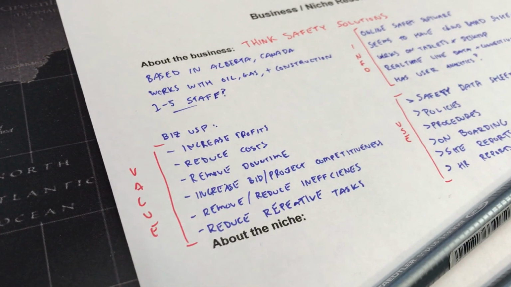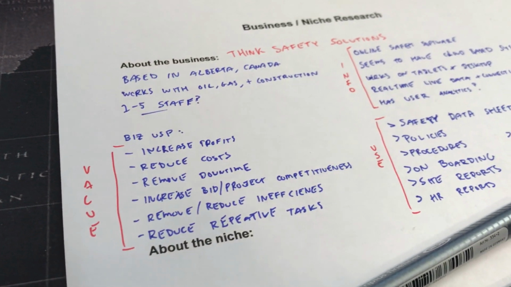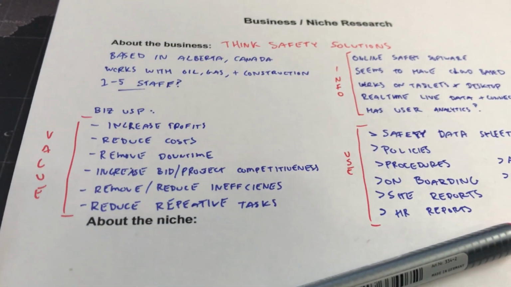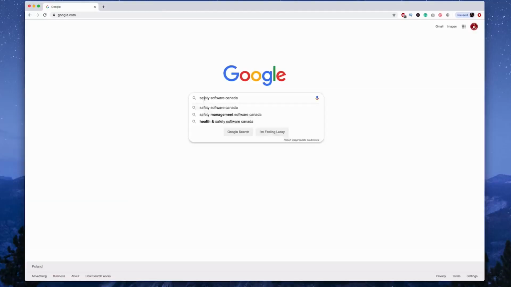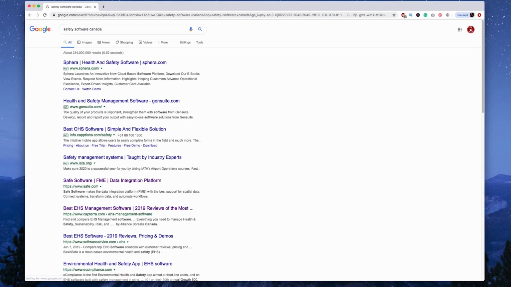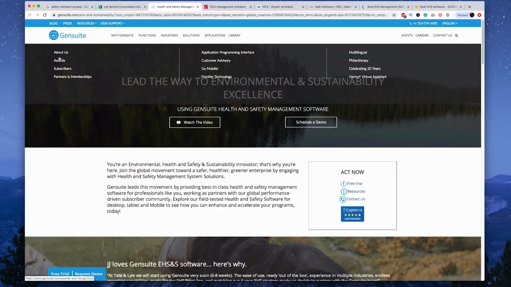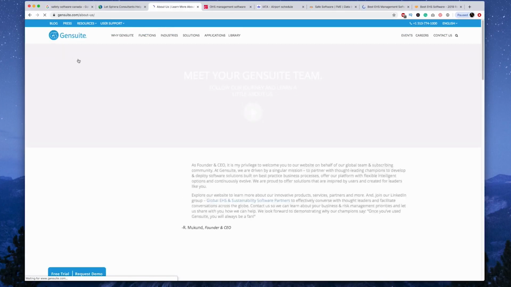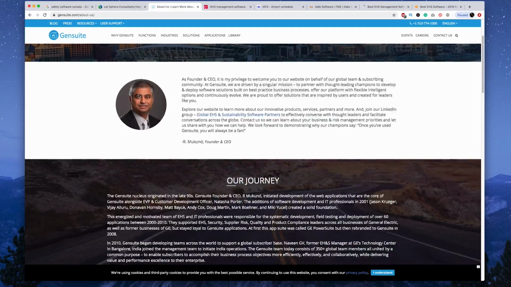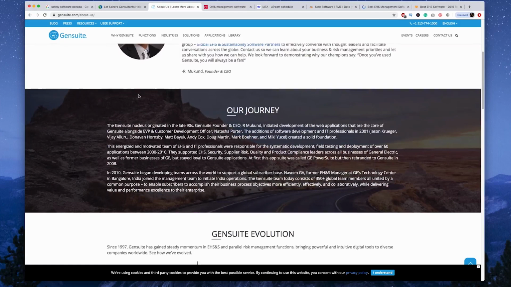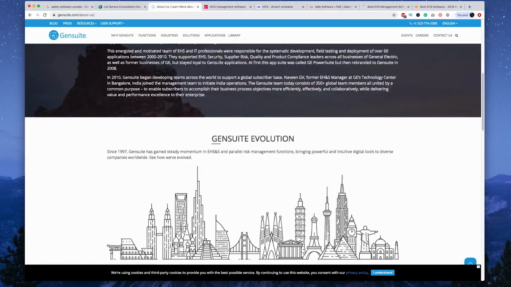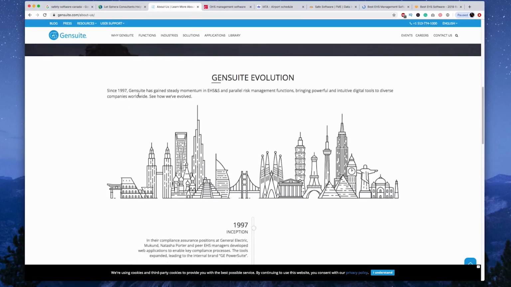So after I've looked at the business and I've written down some information, what's going on with that business, the next thing I'm going to focus on is the niche. So I'd head over to Google, I would type in Safety Software Canada, which is what this particular business does and where they do it. Type that in, and I'd have a look through at what's coming up. Who are their competitors? How much do their competitors charge? Who are the competitors selling to? How are they selling? What are they focusing on? So that would be my next step.